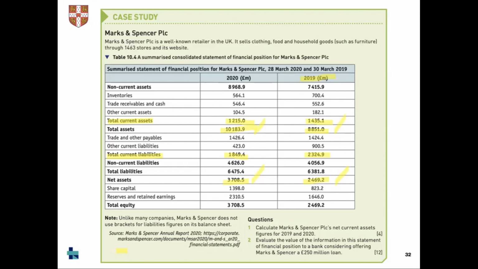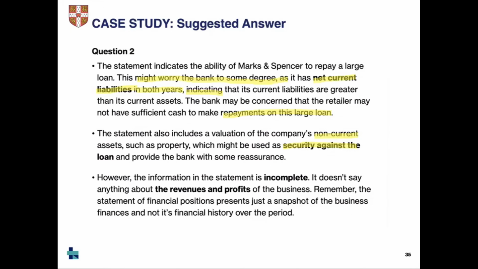We don't know how much profit it is making. So we also need its statement of profit or loss to decide whether it is making a profit or a loss. It may have borrowed a little more, but it may also be very profitable, which will indicate that the business can pay for any credits that it takes. So the last point says that, however, the information in the statement is incomplete. It doesn't say anything about the revenues and the profits of the business.